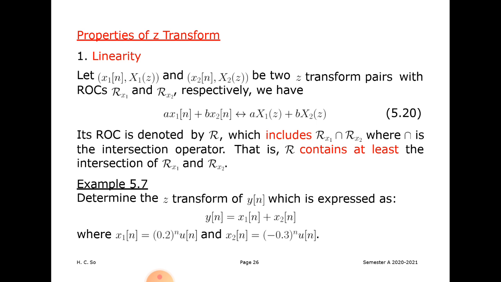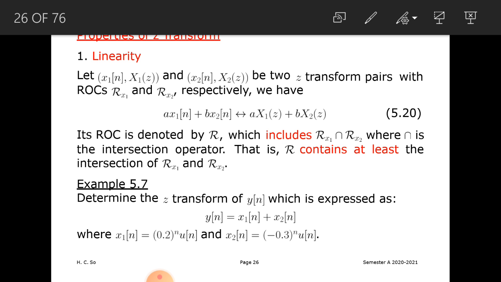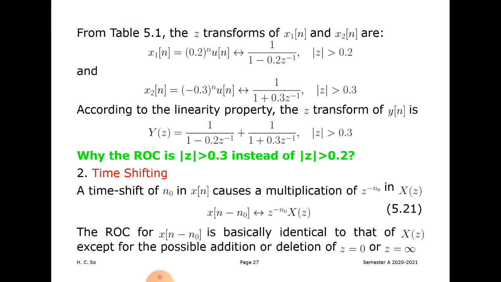For example, determine the Z transform of y(n) = x1(n) + x2(n), where x1(n) = 0.2^n u(n) and x2(n) = (-0.3)^n u(n). Here u(n) is the unit step function, whose transform is already specified in the elementary functions.